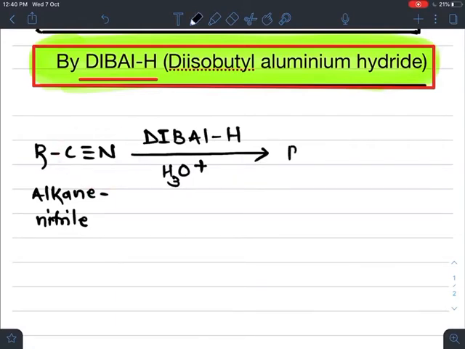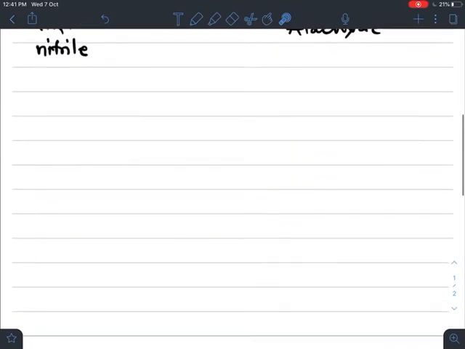So this is the conversion. The CN group is converted into an aldehyde group, and we get its corresponding aldehyde on reduction with diisobutyl aluminum hydride. The advantage of this method is, if we take an unsaturated nitrile, for example pent-3-enenitrile.